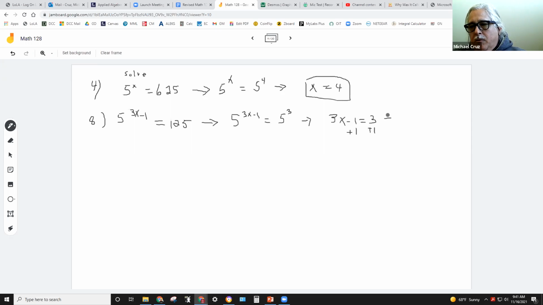So then this is going to be 3x is equal to 4. So x is equal to 4/3.